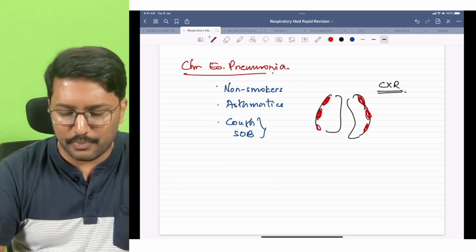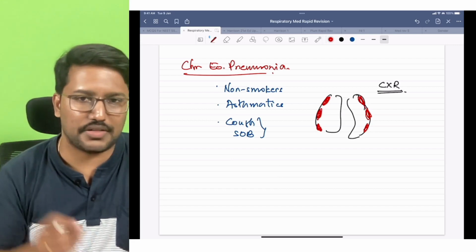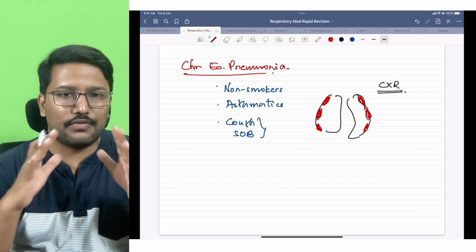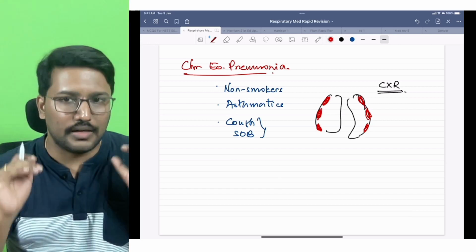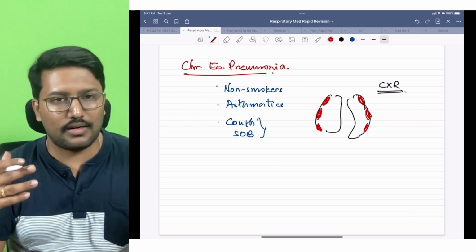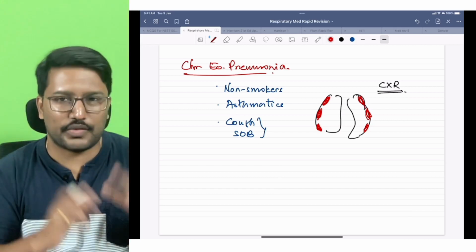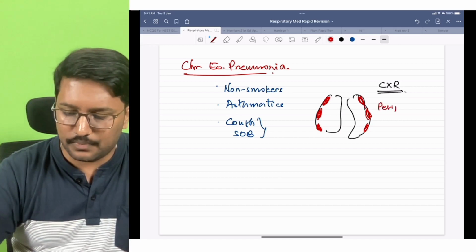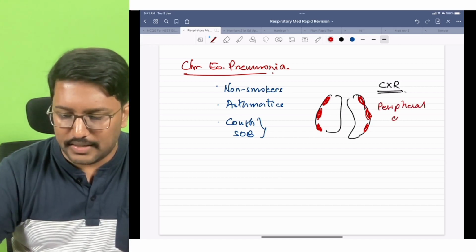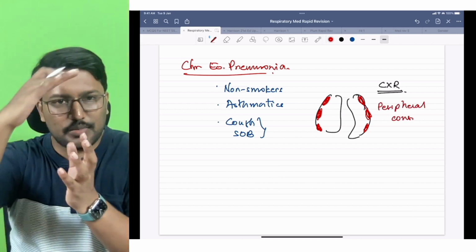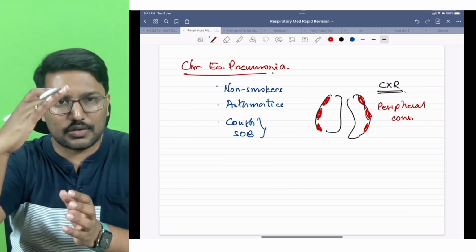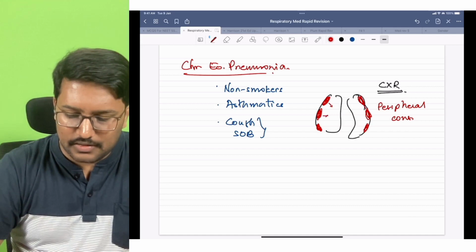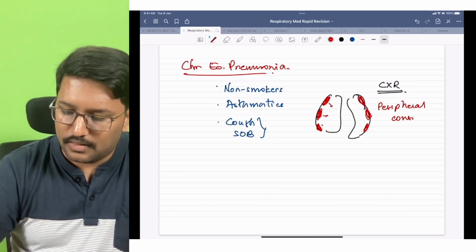You may have the classical findings of consolidation like air bronchogram and all. These consolidations are peripherally distributed. So you have white opacities which are peripherally distributed, which could be unilateral or bilateral, which could be mild or which could be extensive. When it is extensive, these peripheral consolidations are basically pleura based. The base of this consolidation is pleura and the wedge is facing towards the mediastinum.